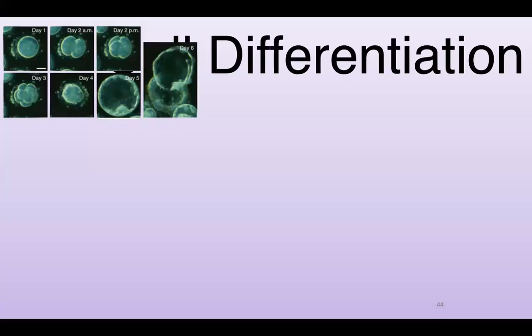Oops, that got cut off. That should be cell differentiation. So what you see up there in the top corner, oops, can I go backwards? Okay. What you see in the top corner, this is day 1 after fertilization. You see day 2 in the morning, day 2 in the evening, day 3, day 4, day 5, and day 6. This is after an egg is fertilized by sperm.